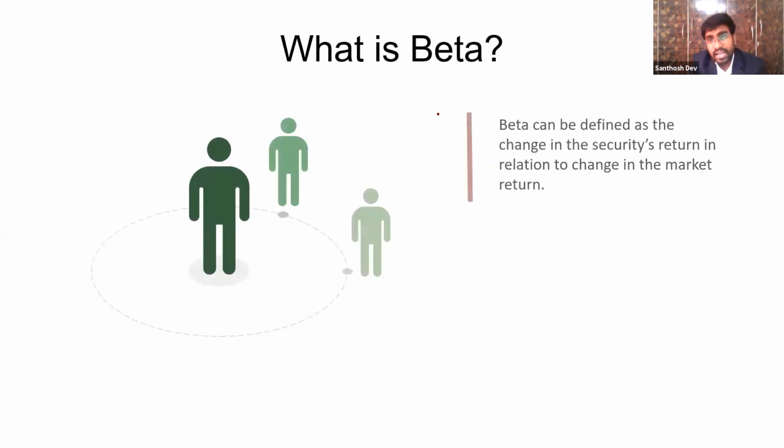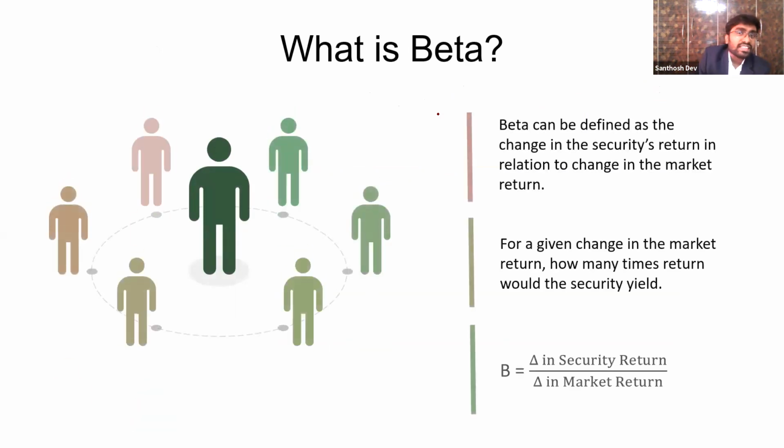So what is beta? Beta can be defined as the change in the security's return, or the target company's return, in relation to the change in the market return. We are just trying to find out how volatile my industry or my company is, or how it correlates with the market return. If Tata Motors is there, and the market goes up by 10%, and Tata Motors also goes up by 10%, it is perfectly correlated.